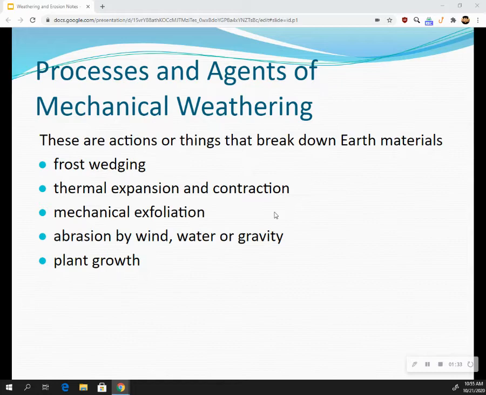Frost wedging, so as water seeps into cracks, if it freezes, it expands. So water expands when it freezes, so that could cause some sort of frost wedging. Thermal expansion or contraction is when you have either too much heat or too much cooling that is going to cause expansion or contraction depending on what is going on with that particular surface. And plant growth is just like frost wedging, except it is biological. So we could call plant growth biological weathering.